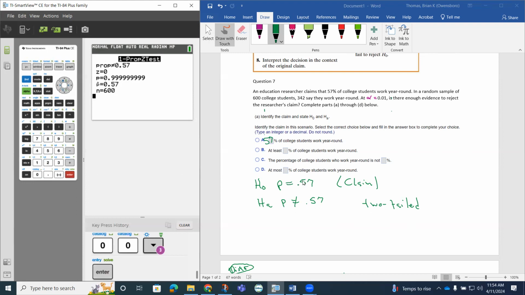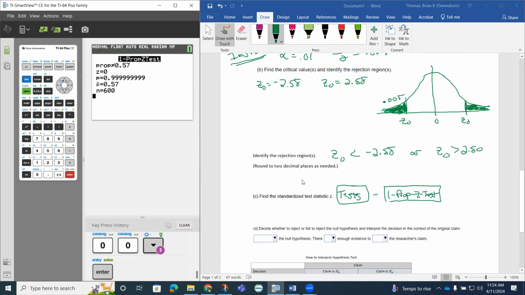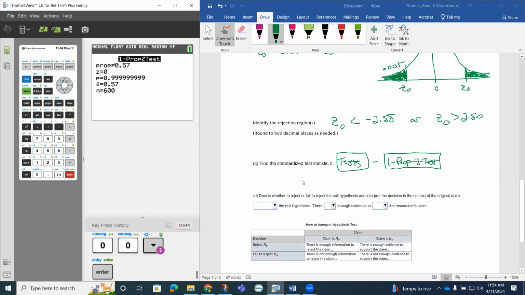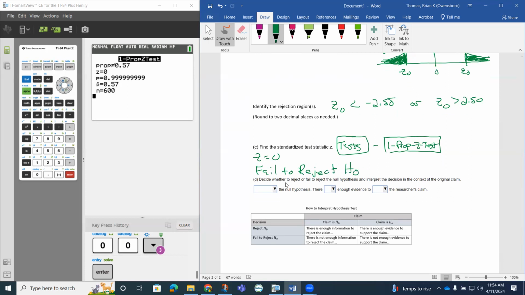So if we calculate, we do get our Z statistic, which is 0. So that's actually the mean. So the Z test statistic is just Z equals 0. It's actually the mean itself. So does it fall in the rejection region? And we recognize that this does not fall in the rejection region. So this tells us to fail to reject H0. That's what's going to go here: we fail to reject H0, the null hypothesis.